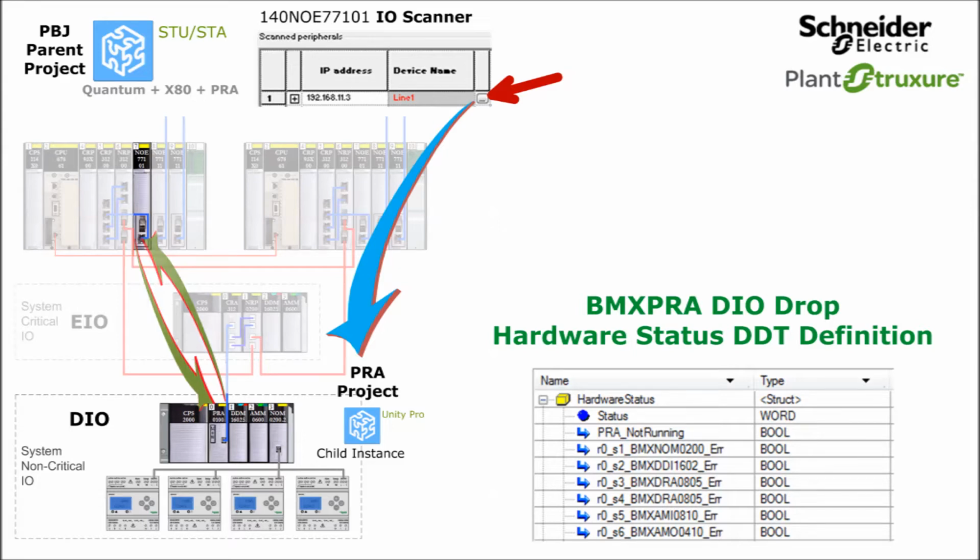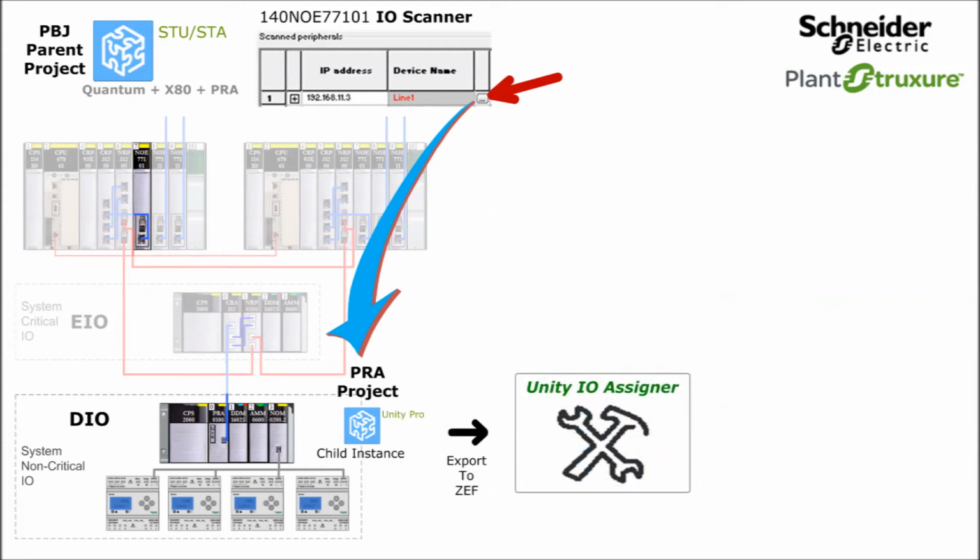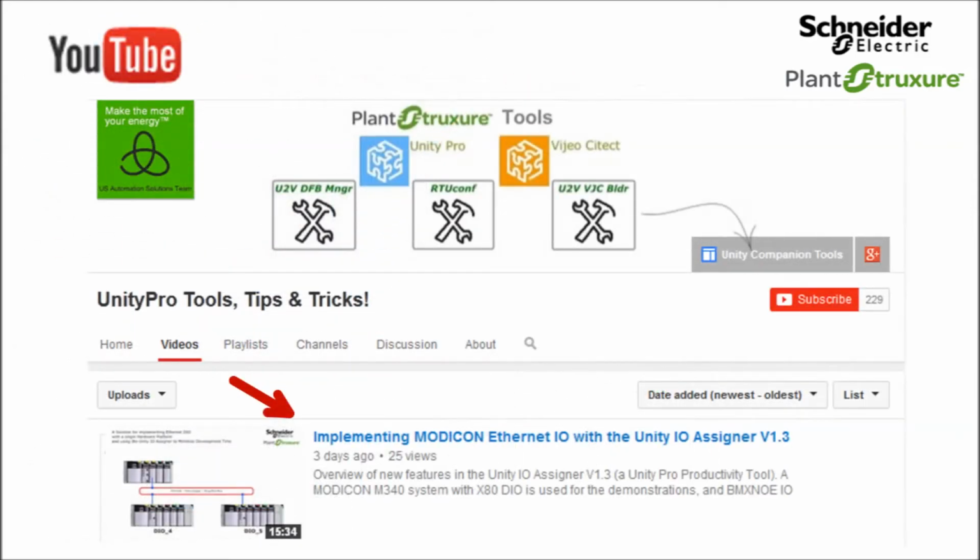To create the IO status and control interface, the Unity IO assigner will be used. So the child Unity Pro instance DIO drop is exported to a ZEF file. To see how the Unity IO assigner accomplishes the creation of the IO status and control interfaces, see the video implementing Modicon Ethernet IO with the Unity IO assigner v1.3.